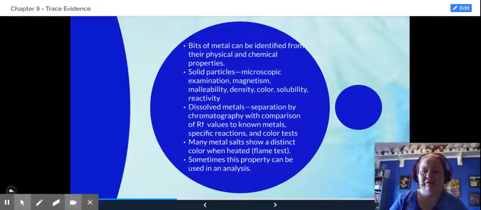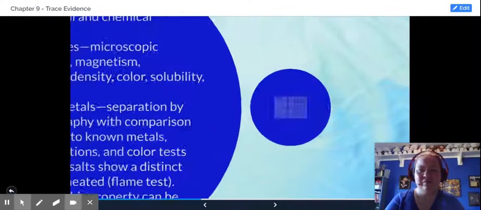If you're looking at solid particles, you can look at them under the microscope. You can apply magnets to them. Some metals are not magnetic. Or how malleable are they? Their density, their color, solubility, and their reactivity. If they're dissolved metals, you want to separate them with chromatography to compare the Rf values of known metals to known metals, their specific reactions and color testing. Metal salts can show distinct color when they're heated, and you can use this property for analysis. This is what you'll see in fireworks. The different colors you see are the different metals being used inside the fireworks.